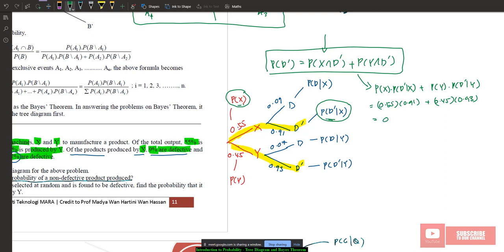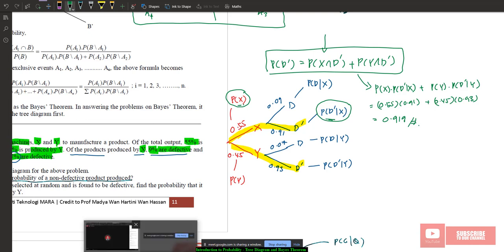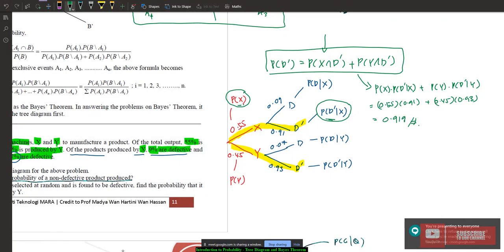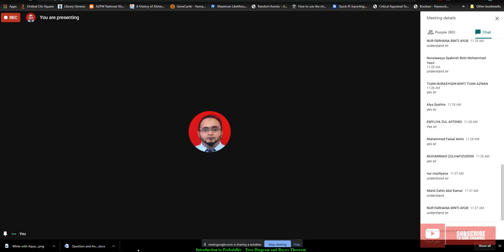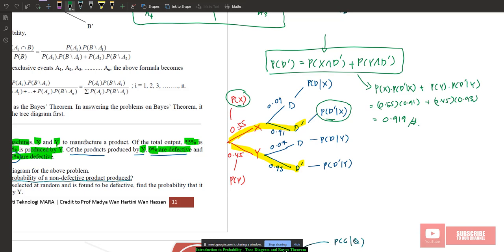This one should be equal to 0.919, right? So the product is non-defective is 0.99. So far, do you understand the basic concept of Bayes theorem? This is not a Bayes theorem yet. This is towards Bayes theorem. So far, do you understand the concept? Can you comment on chat room? Alright, good. Now, let's look at another example.